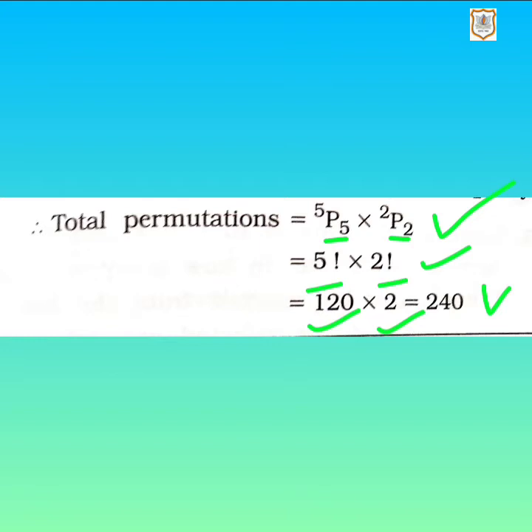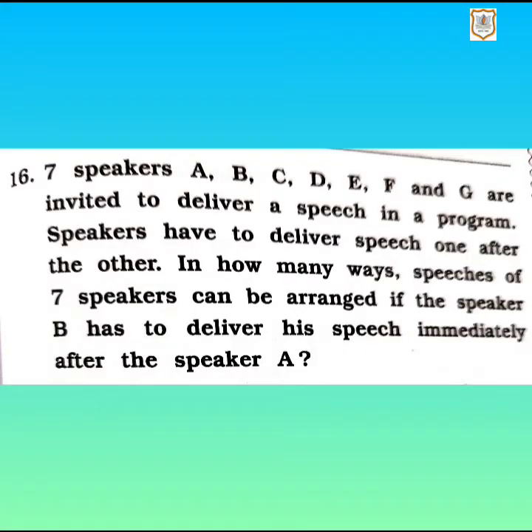Let's solve the next sum. The next sum is 16. Let's read it. 7 speakers A, B, C, D, E, F and G are invited to deliver a speech in a program. Speakers have to deliver speech one after the other. In how many ways can speeches of 7 speakers be arranged if the speaker B has to deliver his speech immediately after the speaker A?